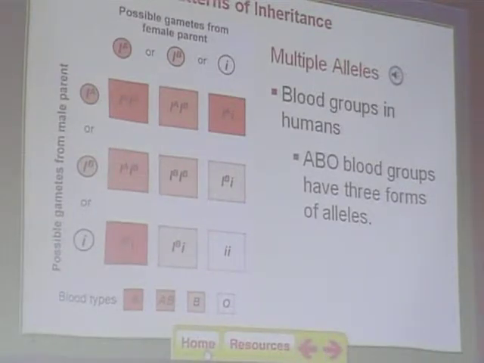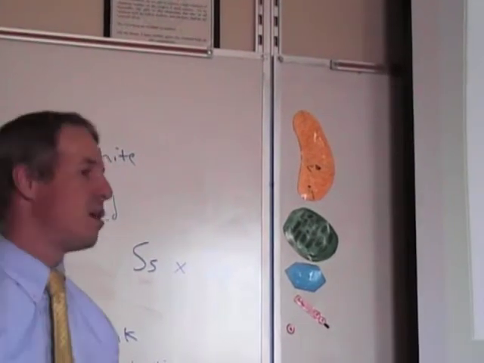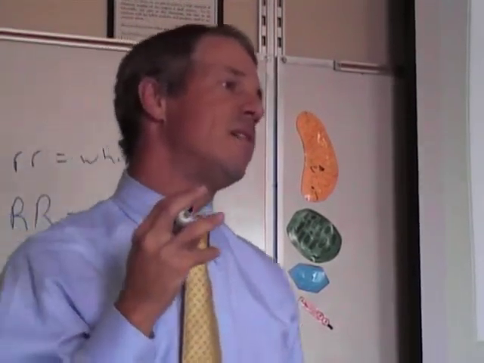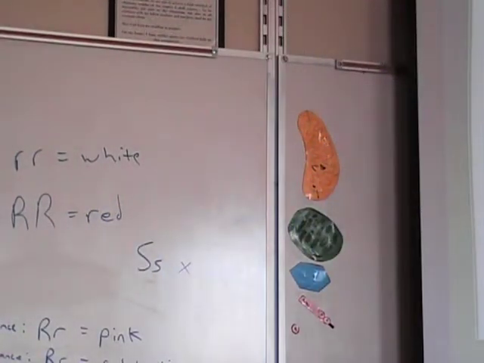I want you to do a problem for me. A man who's a sickle cell carrier mates with another sickle cell carrier. Find the kids and write down the ratios of the kids.